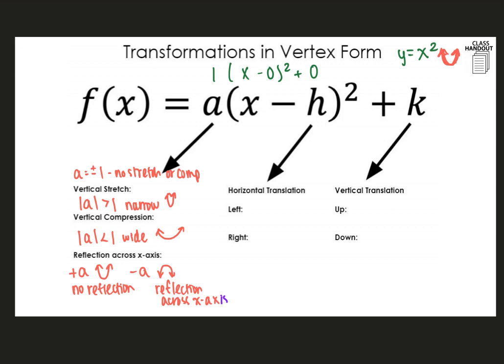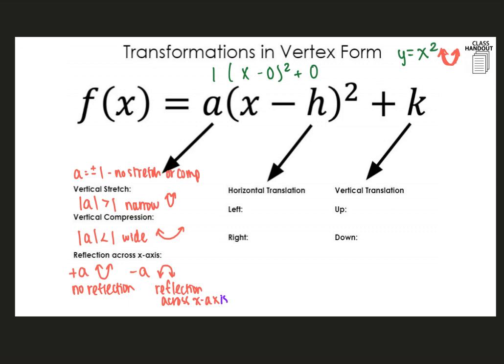And then a also tells us whether there's a stretch or compression. If a is equal to 1, positive or negative, we would say that there's no stretch or compression because it's the same as our parent function. If a is greater than 1, we say it's more narrow. That is a vertical stretch. And if a is less than 1, it's wider than our parabola. We would call that a compression.